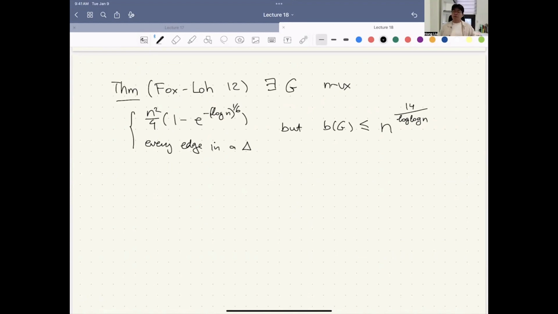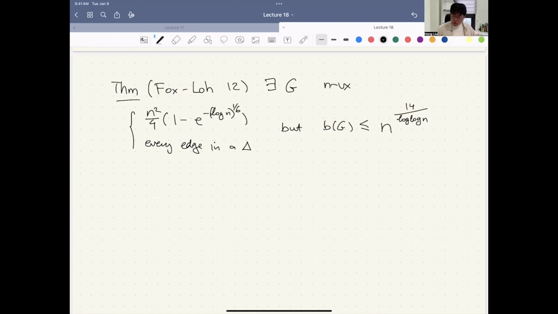Now I have 3 minutes. Let me first tell you a high-level idea of their construction, and then we're going to lay out the details next time, next week. So the idea: what do we need to do?